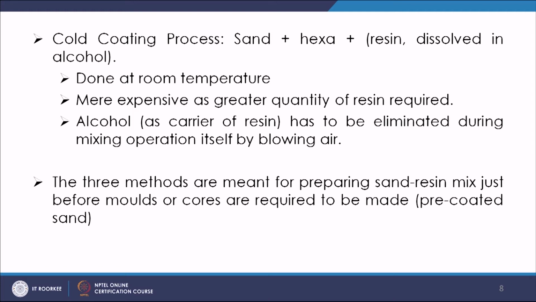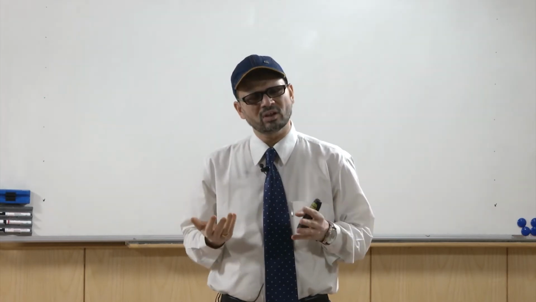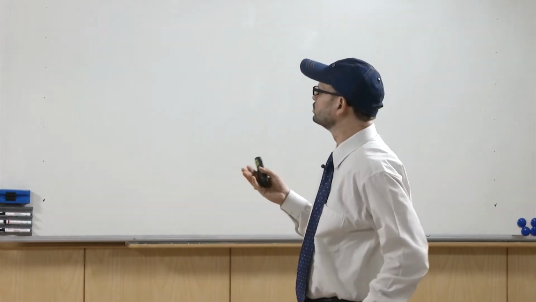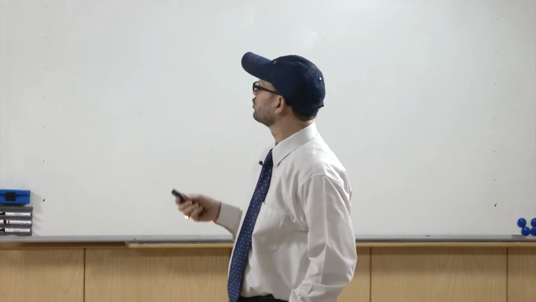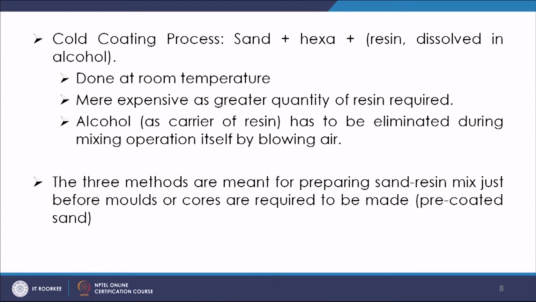Then last is cold coating, where it is not done at any elevated temperature, but at room temperature. Here sand plus hexa plus resin is dissolved in alcohol. That solvent is alcohol here, and it is done at room temperature. It is more expensive because a larger quantity of resin is required, but the problem of heating is reduced. You do not need to go for heating, and it is done at room temperature itself, but the alcohol has to be eliminated during the mixing operation itself by blowing air.